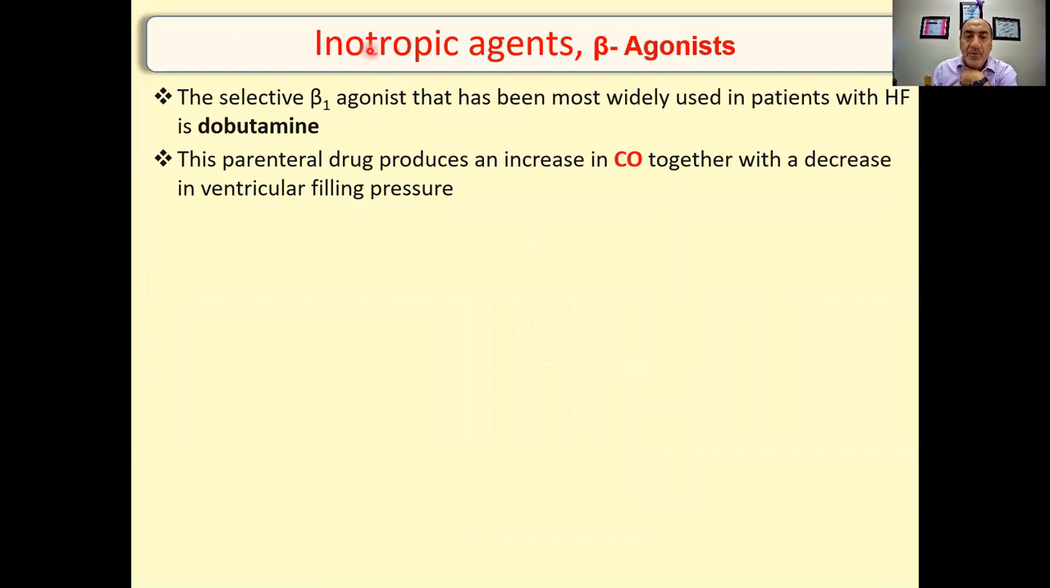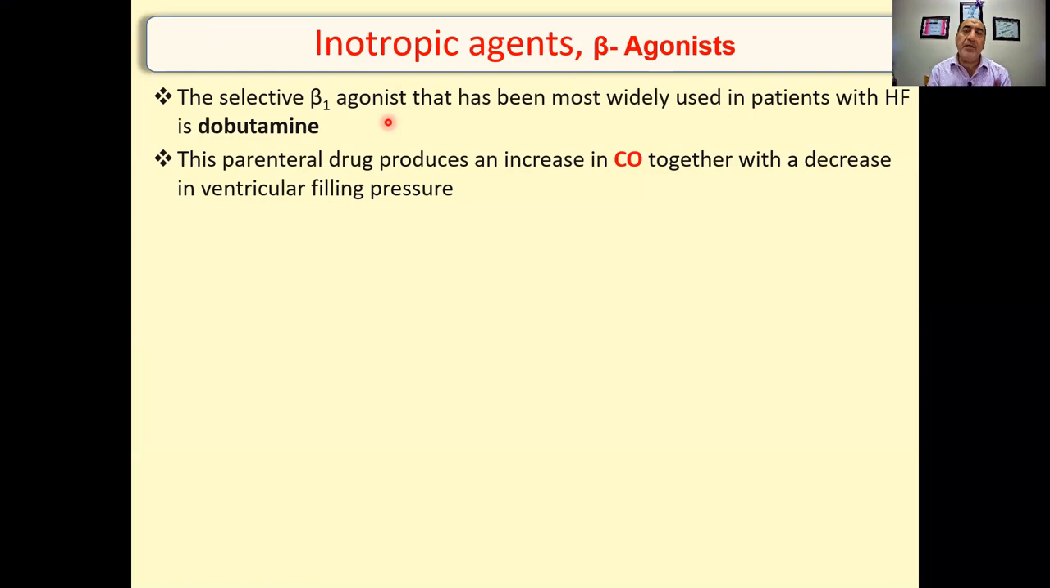Okay, the last group, alhamdulillah: inotropic agents, the beta agonists. This is the only time in my life I see agonists and antagonists used for the treatment of disease. We talked about beta antagonists before, remember? Metoprolol and others for the treatment of heart failure. Here also agonists could be used, such as dobutamine, a selective beta-1 agonist, so it will enhance the contractility, as we just discussed in the mechanism.